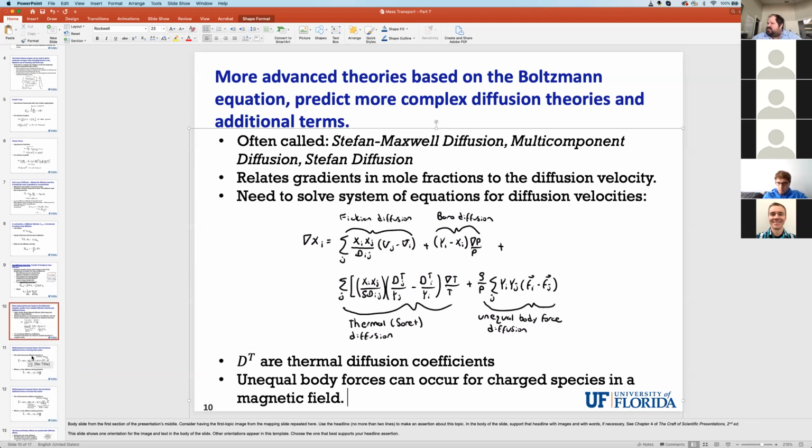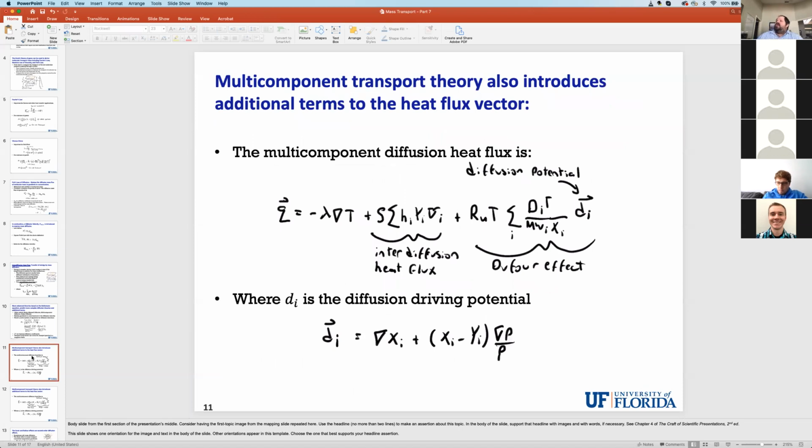Okay, and then you can do the same thing for the heat flux. That is not nearly as complicated. If you use the more advanced theory, you get the traditional heat conduction term as is. You get this interdiffusion heat flux, as I said before, and that's just due to the energy that is being carried basically with the species as they transport.